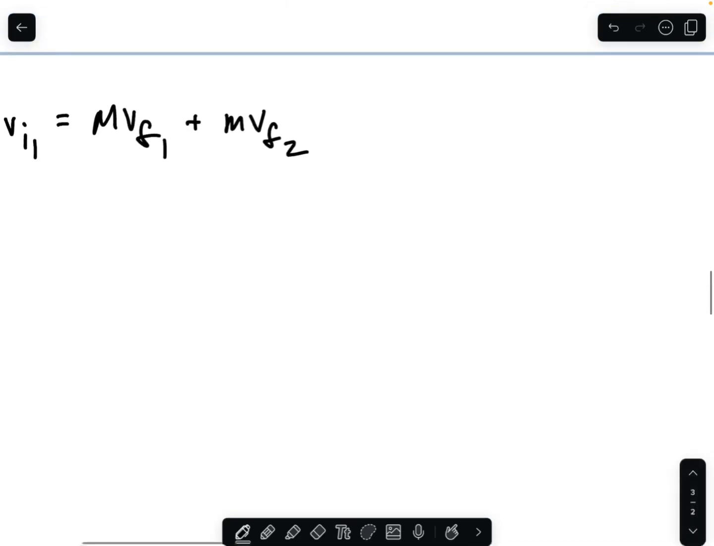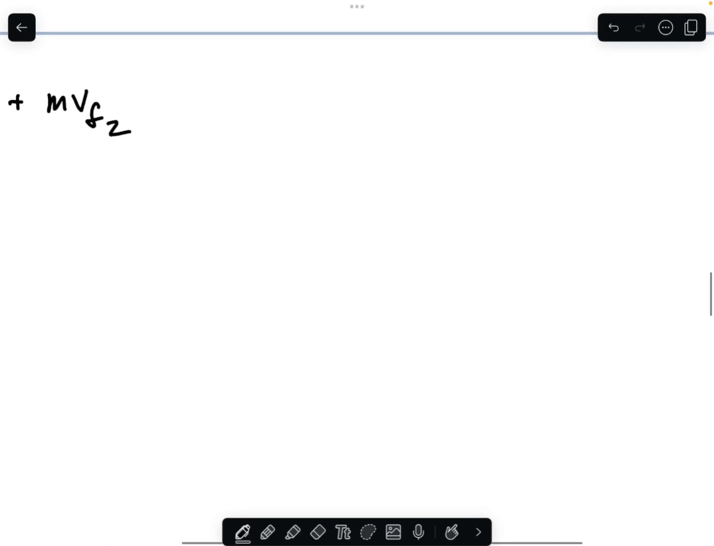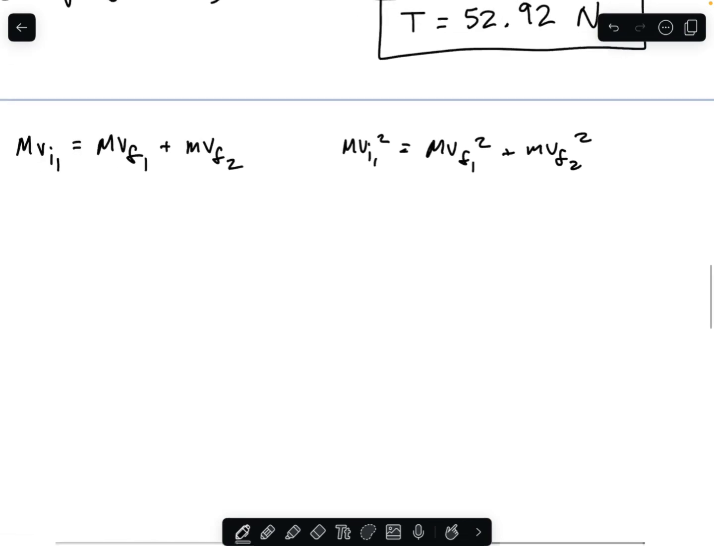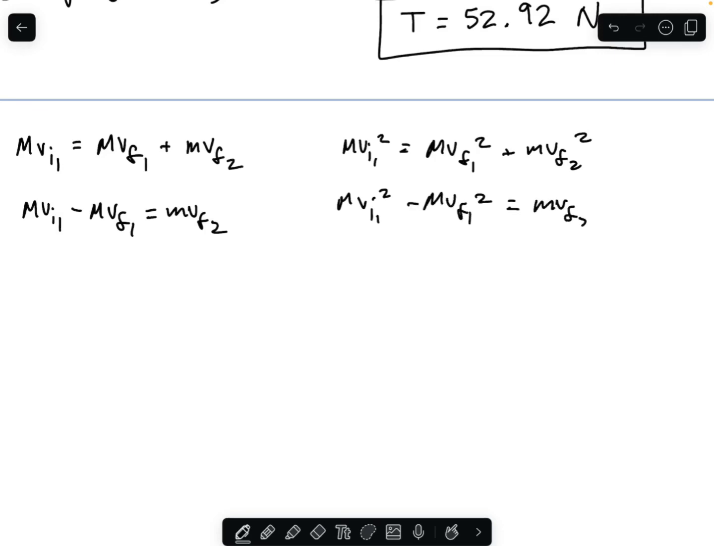And then I know I can also use kinetic energy, because this is a conservation of kinetic energy, because this is an elastic problem. It's perfectly elastic. So I'm going to do MVI squared equals MVF squared 1 plus MVF2 squared. So then I'm going to isolate for VF2 because I'm trying to find VF1. So MVI1 minus MVF1 equals MVF2, MVI1 squared minus MVF1 squared equals MVF2 squared.